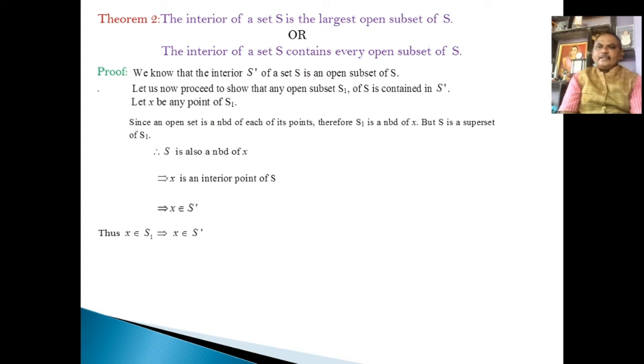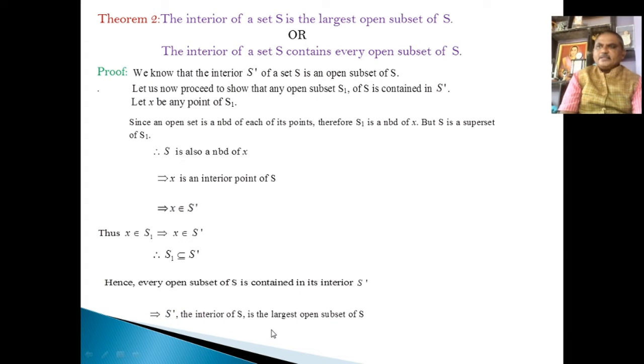Thus, x belongs to S1. This proves that x belongs to S dash. Therefore, by the property of subsets, S1 is a subset of or equal to S dash. Hence, every open subset of S is contained in its interior S dash. This implies S dash, the interior of S, is the largest open subset of S.